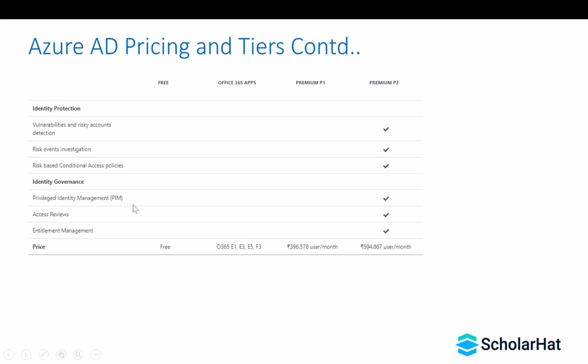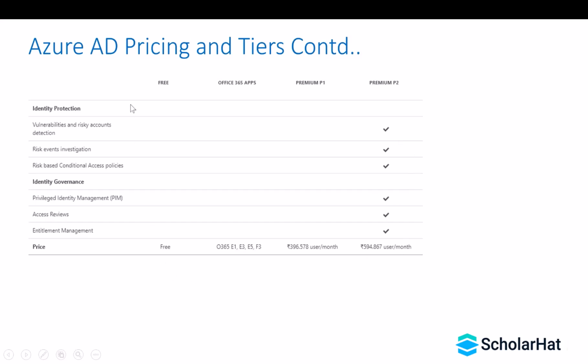Even the difference between P1 and P2 is this: in P2 we have identity protection access also. So we have risk account detection, and at the next level, event investigation. Such things are available in Premium P2.